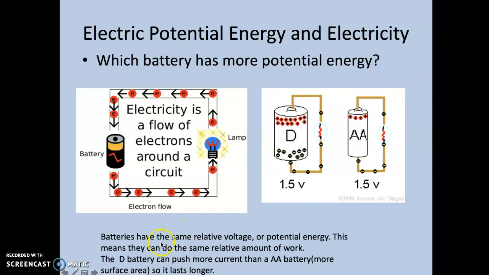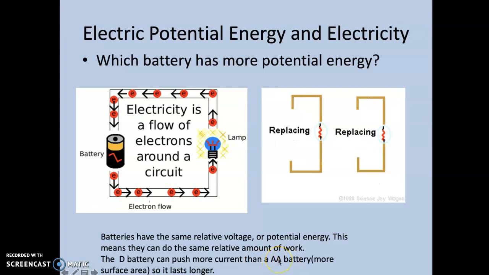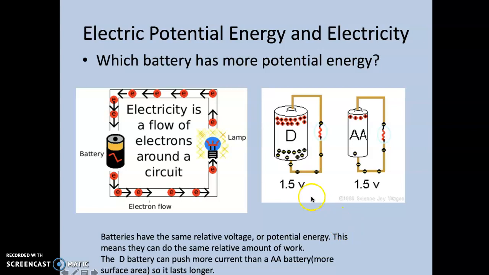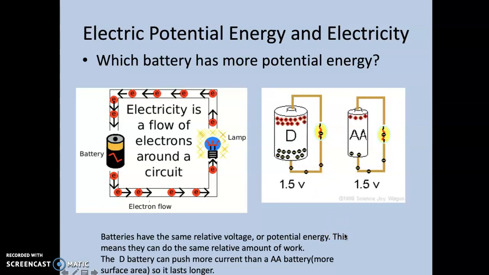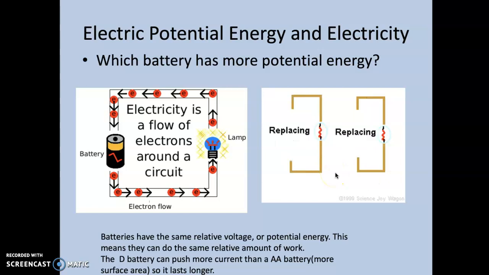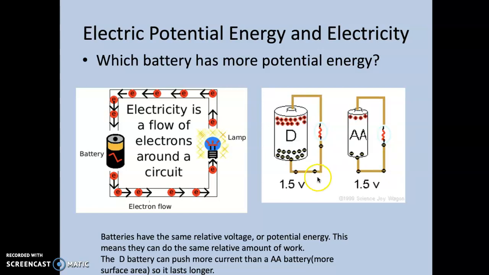Okay? The D battery, because it has a larger surface area, is simply able to push more current, which allows it to actually last longer. Even though the voltage, the chemical potential difference here, is the same. So that's a confusing topic. One thing to just remember, batteries have the same voltage, so because of that, they can do relatively the same amount of work, but the D battery can push more current. Okay, so that's the difference between these.